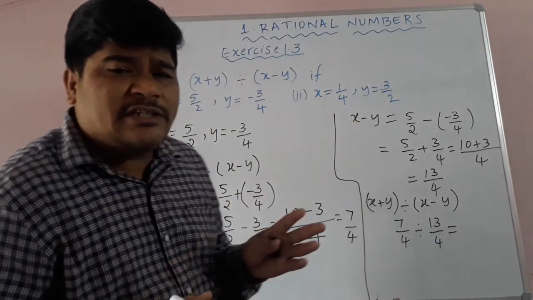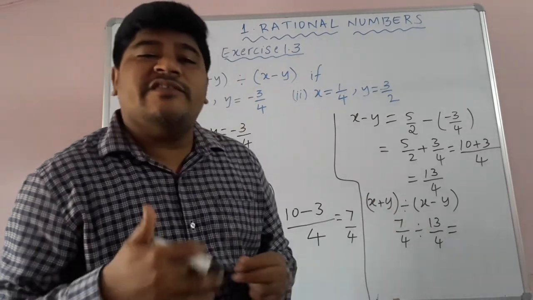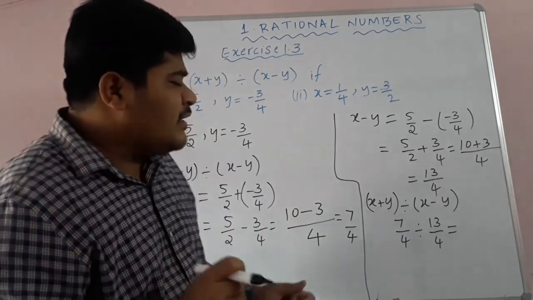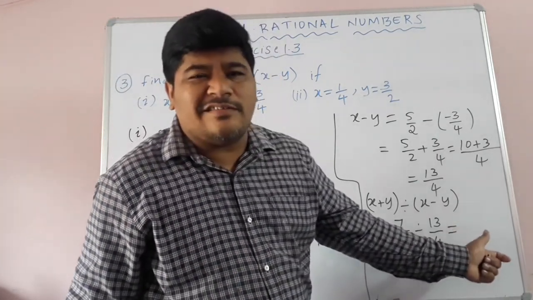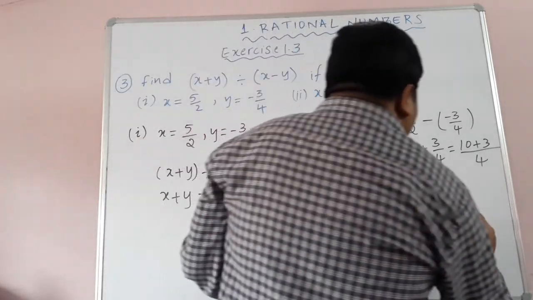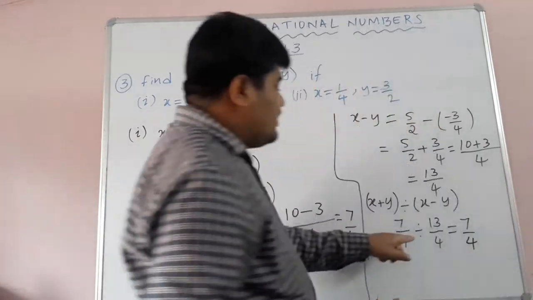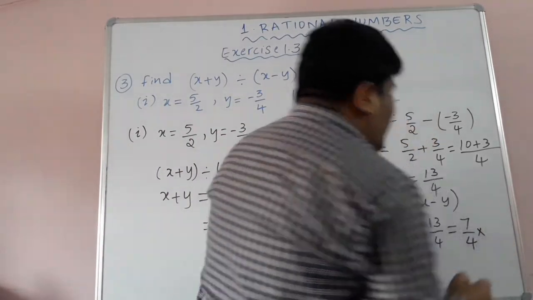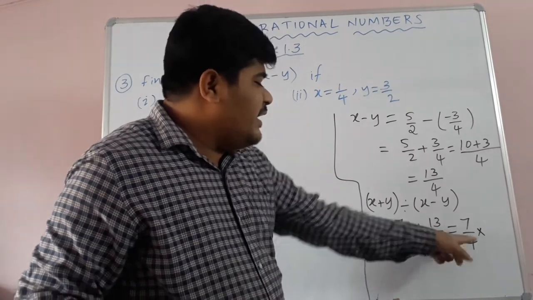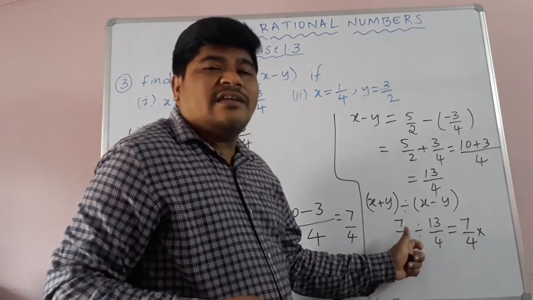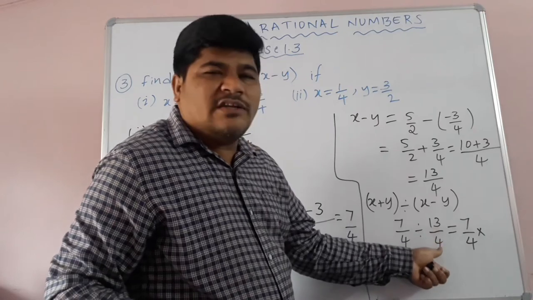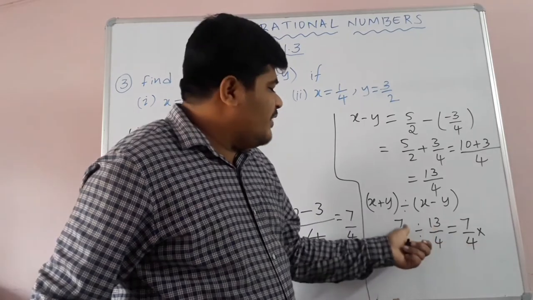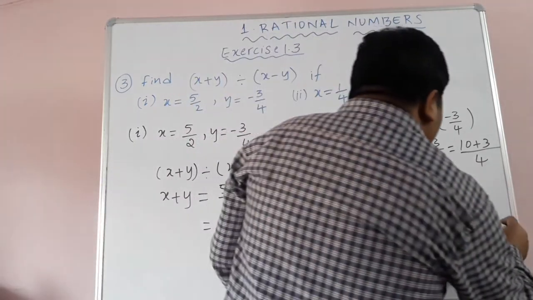So children, this is division of two fractions. How do we do the division? We have already learned this concept in class 7th. The first fraction we write as it is, 7 by 4. Next, instead of the division symbol we put the multiplication symbol, and we take the reciprocal of the fraction after the division symbol. So 7 by 4 into 4 by 13.